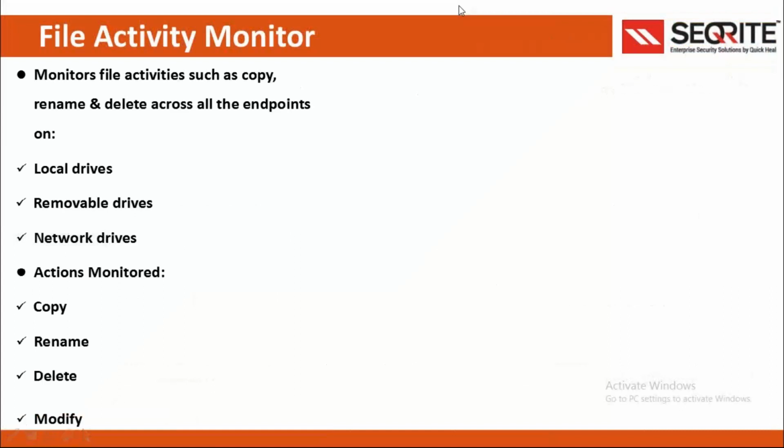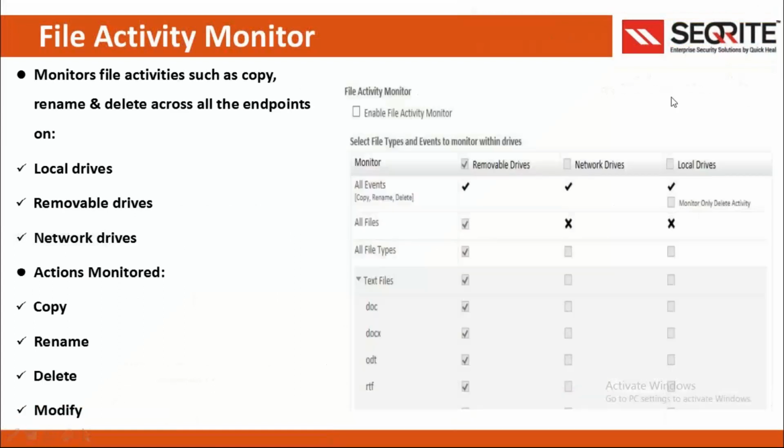If we see more about file activity monitor, in this slide you can see the channels where we monitor: local drive, removable drive, and network drives are getting monitored for locating the file activities. Then the actions we monitor for files are copy, rename, delete, and modify. So this is the interface that we see in endpoint security, where we configure the file activity monitor settings.